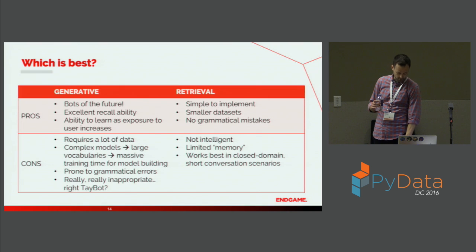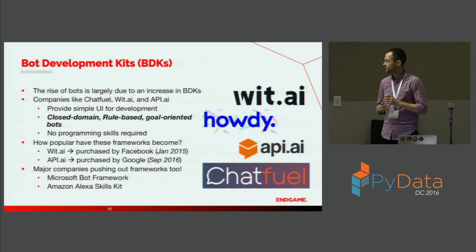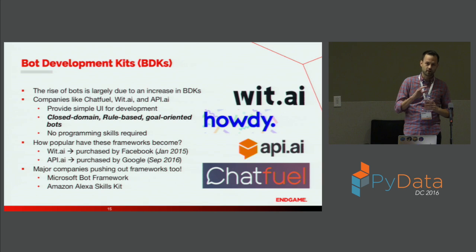So this is what we'll ultimately focus on, because of bot development kits. There's been an influx of companies. They all have super trendy .ai domain names, which I'm constantly envious of. Chatfuel, Wit, API AI, they provide a simple user interface to build closed domain, short conversation, goal-oriented bots. That's their bread and butter.